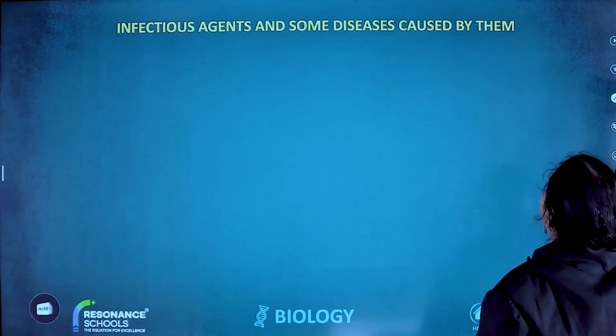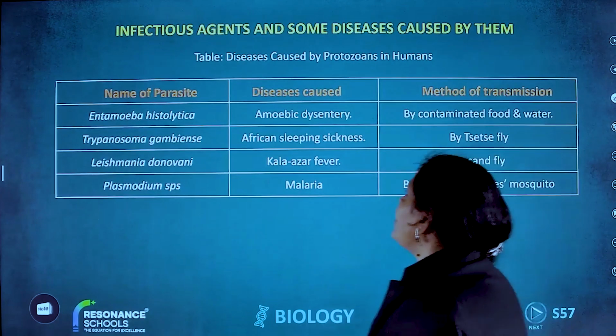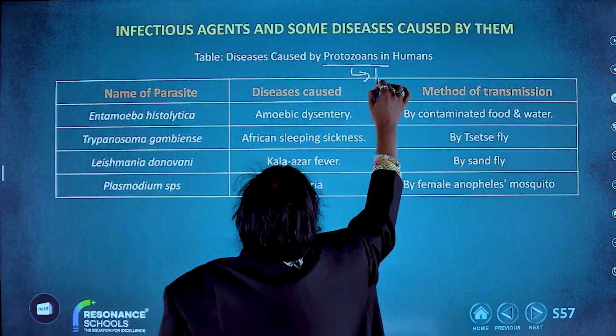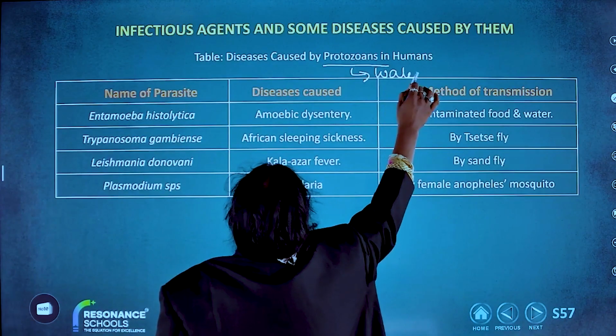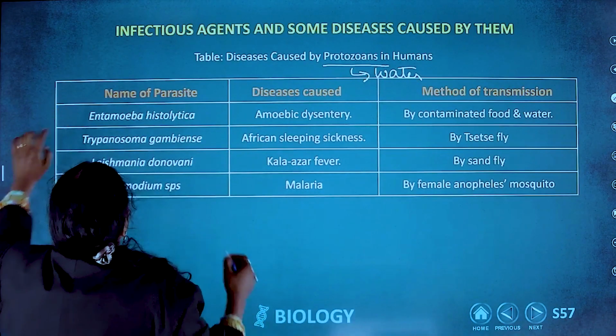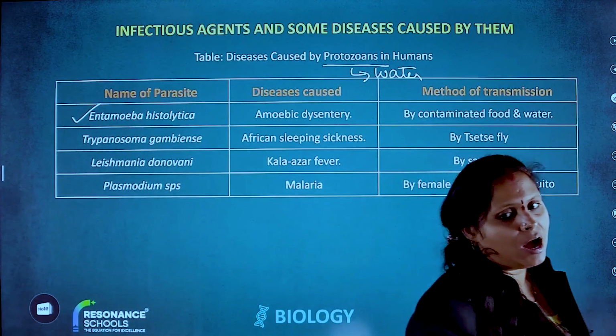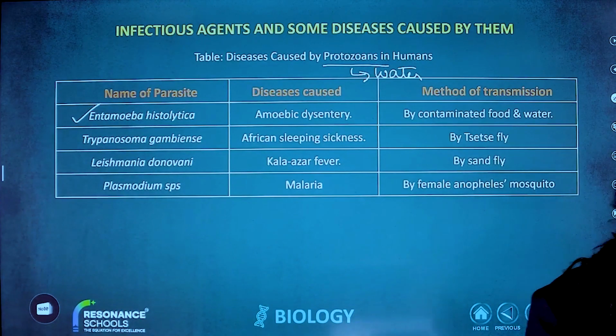Okay. Diseases caused by protozoans. These are also the microorganisms which are living in the water. Name of the protozoan. The first one is, everyone please write, Entamoeba histolytica.